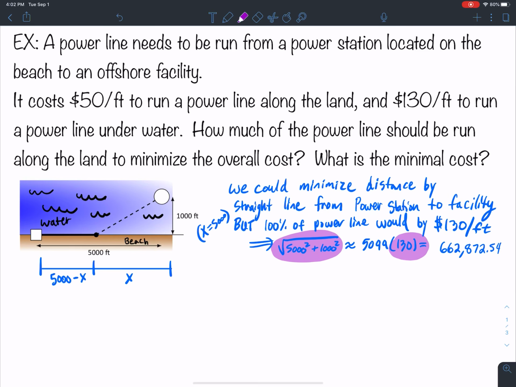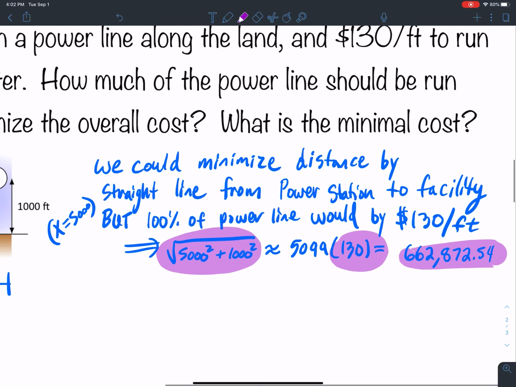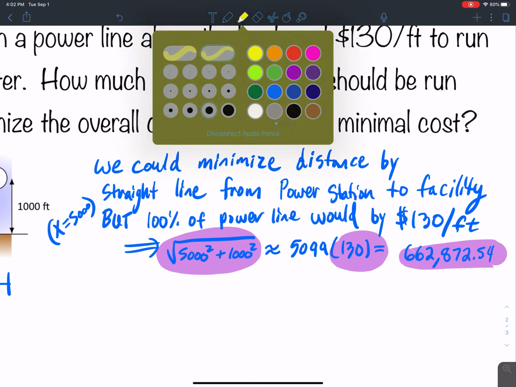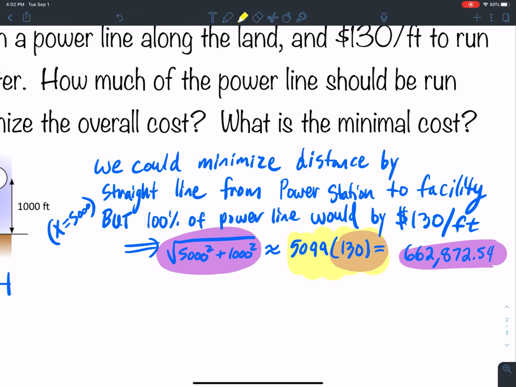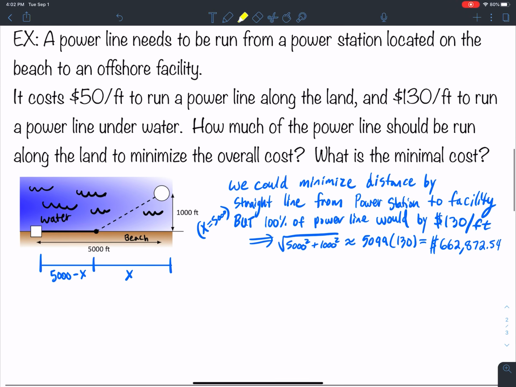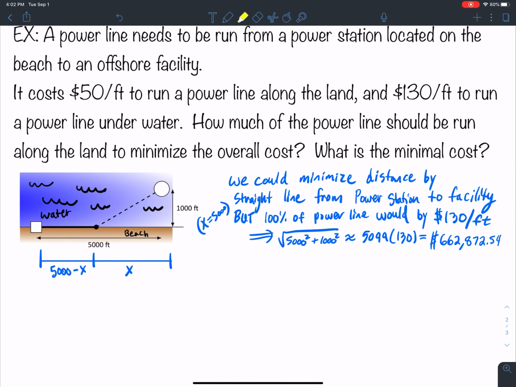I took that number and multiplied by 130, and that's a more exact solution than if I multiplied these two numbers together. Just so you're not wondering where the decimal came from. Okay, so that's one extreme value. The largest that x could be is if the whole thing was in the water.